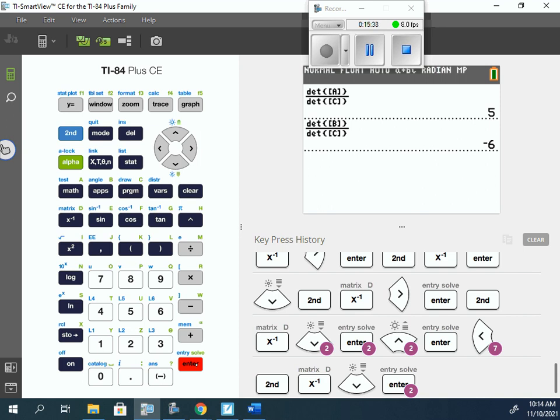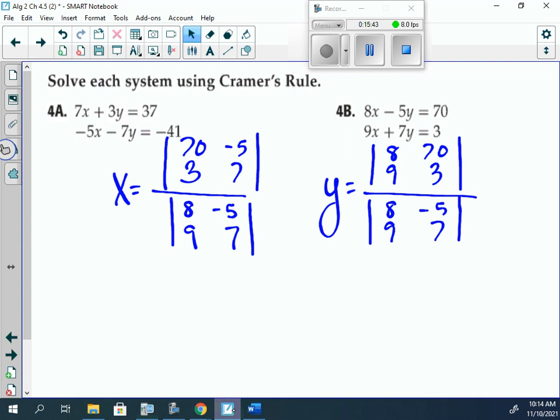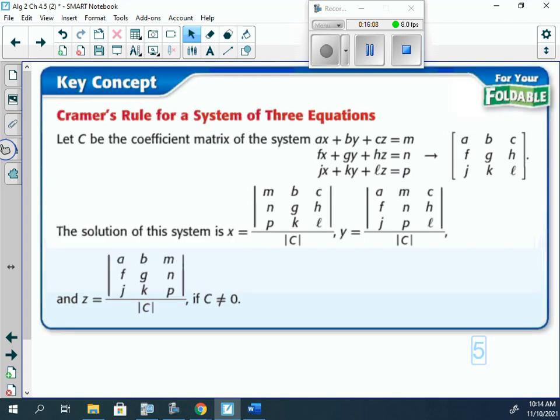Questions on this here? So our solution is 5, -6. Questions on this here? Is this the most effective way to solve two variable systems? Not really, because our reduced row echelon form, RREF, pretty much gave us the answer, and we only had to type in one matrix.